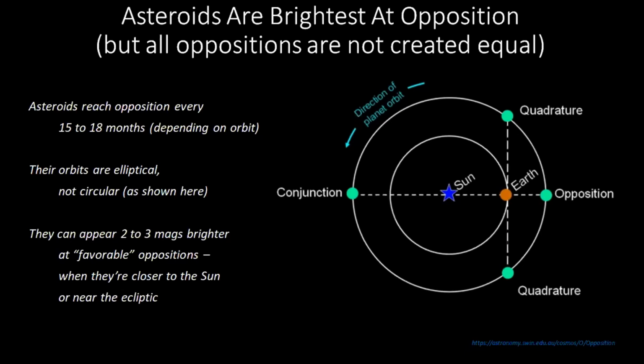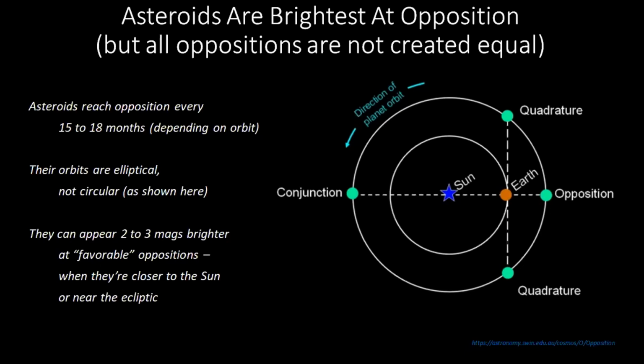Not only are they closer to us at that point than they are anywhere else in their orbit, but it's also a point where the sun is illuminating them directly, so the entire face of the asteroid is being illuminated from our perspective when the asteroid's at opposition. Now, all oppositions are not created equal, although this diagram is a little bit misleading because it kind of suggests that they would be. But Earth's orbit and the asteroid's orbit are both ellipses or ovals, not circles.